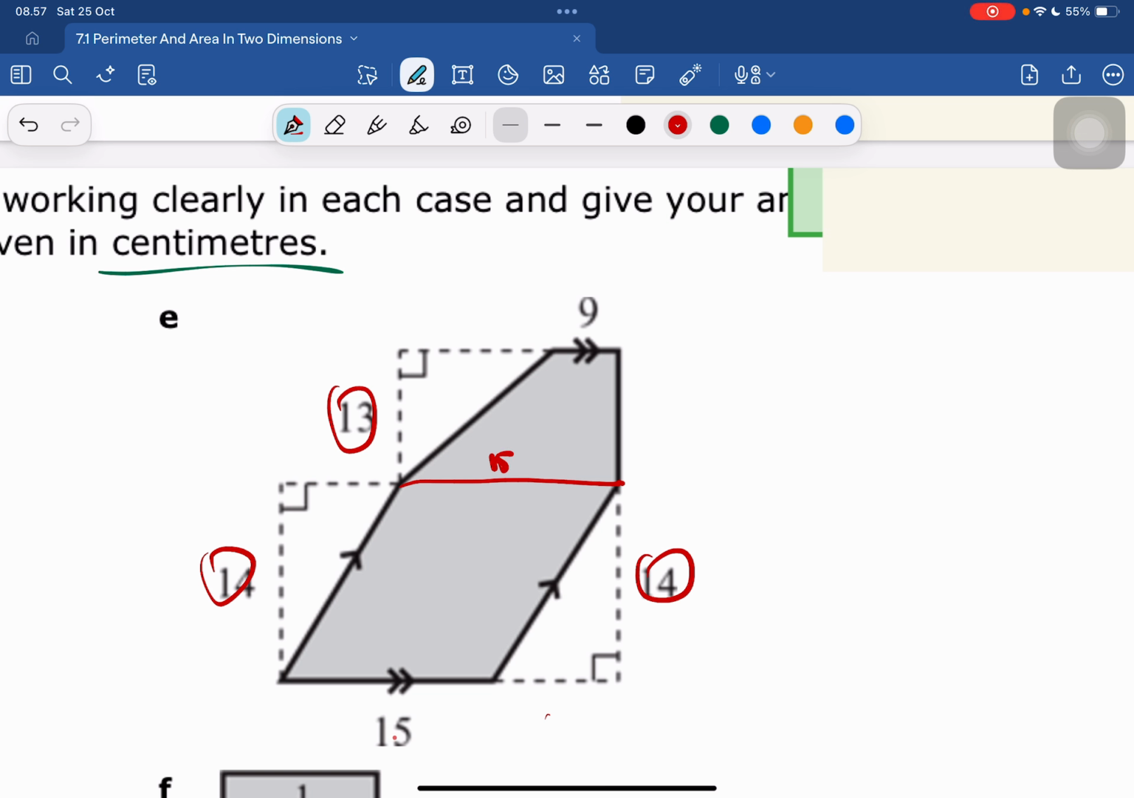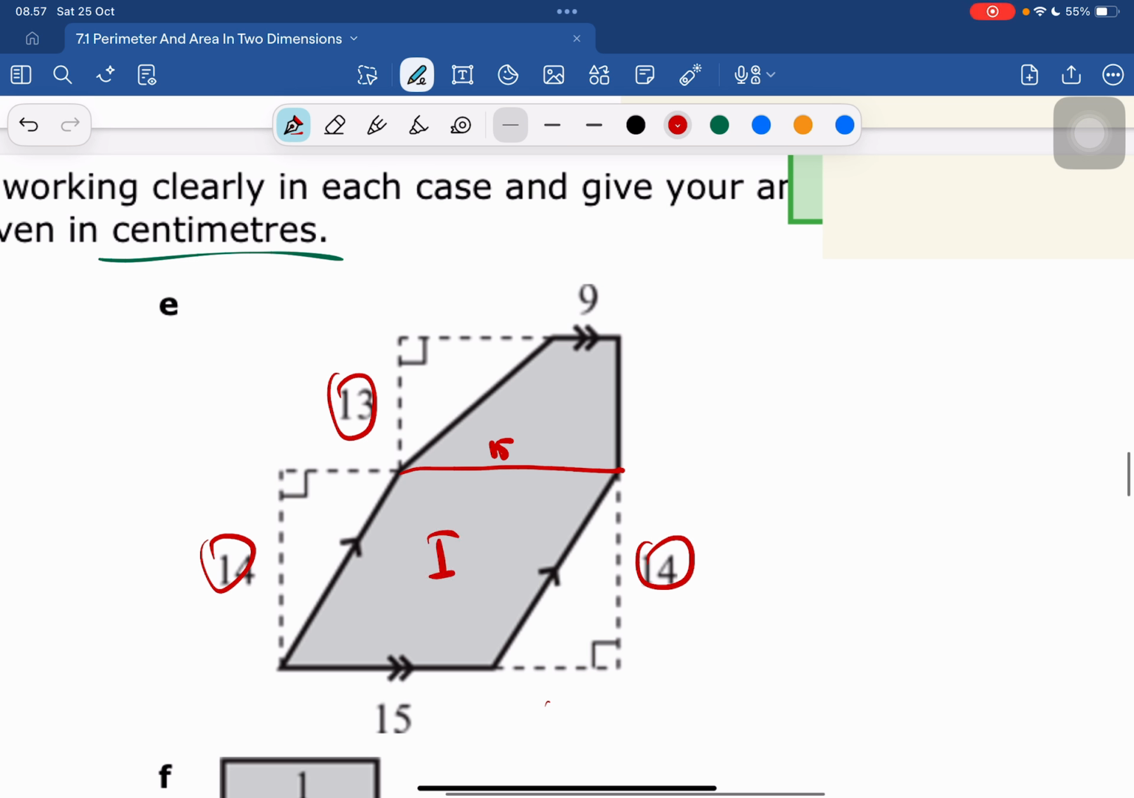So the area of the rhombus. So the first we can get it by rhombus. It's gonna be base times height. Base is 15, height is 14. So 15 we multiply it by 14. So this will be 210.